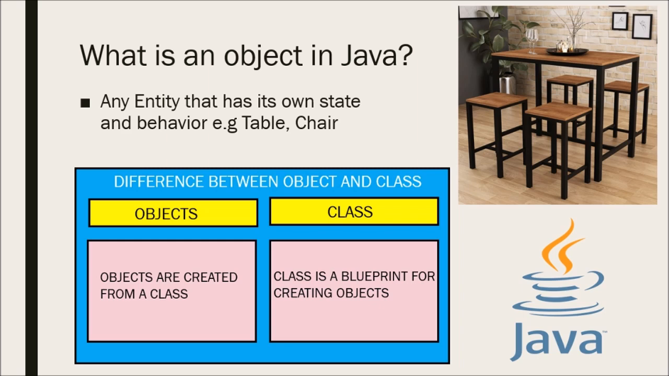Now, many people get confused between what is an object and what is a class. An important point to note is that a class is the blueprint. All objects are created from classes. Now let's move on and see how to create an object in Java.